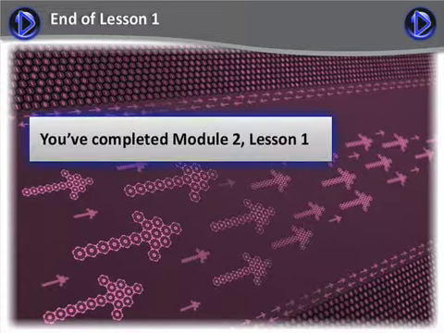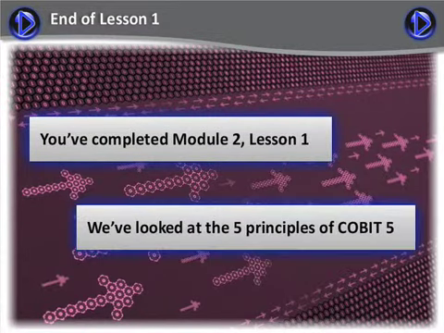Okay, that completes the lesson. This lesson introduced the 5 principles of COBIT, including governance and management. Before we complete this lesson, here's a quick quiz to test what you've learned. At the end of the quiz, you'll receive your result and can try the questions again if you would like to.